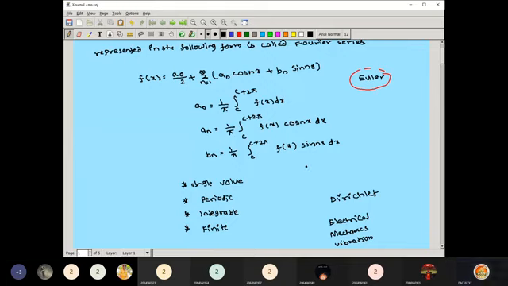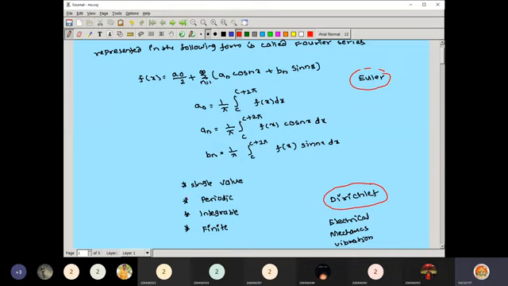Next line. The Fourier series is constructed under the following conditions given by Dirichlet. You write this mathematician's name, D-I-R-I-C-H-L-E-T, given by Dirichlet.